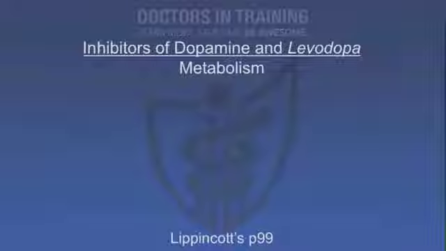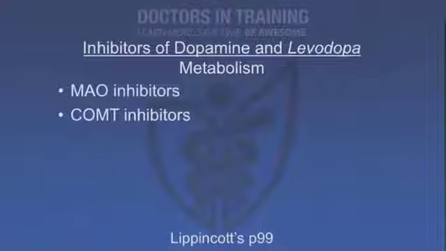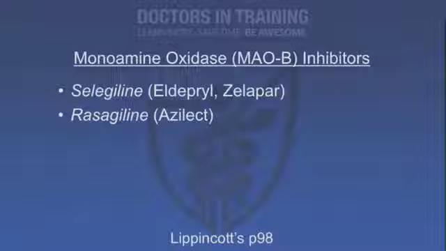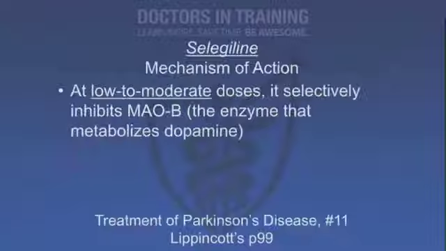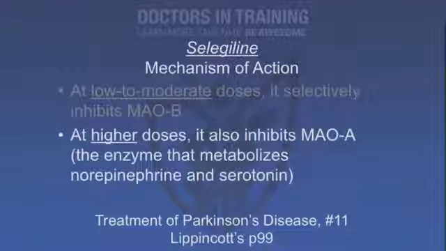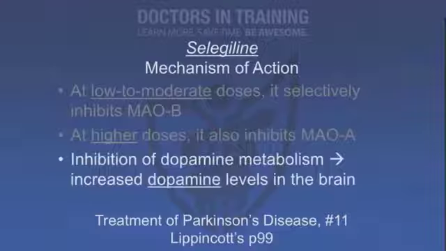And we'll talk about two groups of these, drugs that inhibit dopamine and levodopa metabolism. So there are two basic classes here, the monoamine oxidase inhibitors and the COMT inhibitors. First, we'll talk about the monoamine oxidase inhibitors, selegiline and rasagiline. Selegiline at low to moderate doses selectively inhibits monoamine oxidase B, which is the enzyme that metabolizes dopamine. At higher doses, it also inhibits monoamine oxidase A, which is the enzyme that metabolizes norepinephrine and serotonin. And because you're inhibiting the metabolism of dopamine, you're going to have increased dopamine levels in the brain.